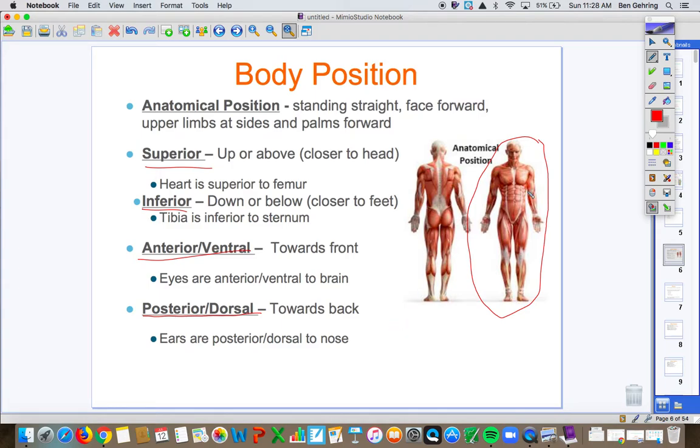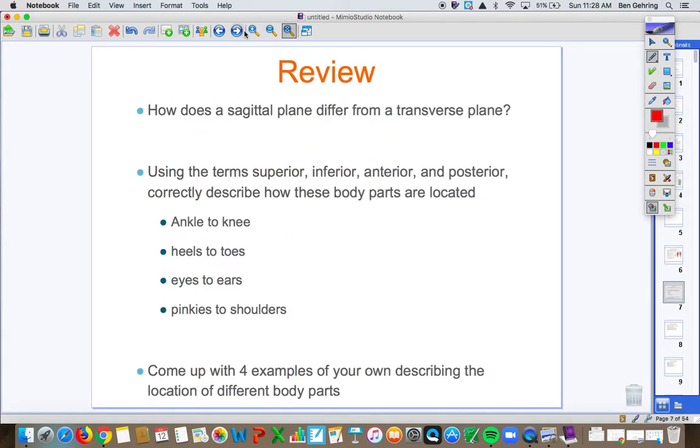I should have left my dog up there. So if I'm talking about this dog, let me erase this. The dog, posterior would be back here, behind. Dorsal would be above, in the back. Humans, behind and towards the back is the same thing. So they're interchangeable for us.